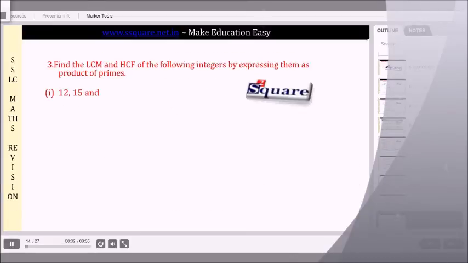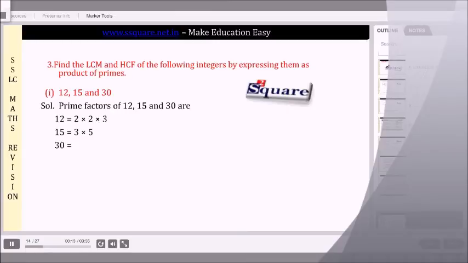Find the LCM and HCF of the following integers by expressing them as the product of primes. 12, 15 and 30. Prime factors of 12 is equal to 2 square into 3. 15 is equal to 3 into 5. So 30 is equal to 2 into 3 into 5. So HCF is equal to 3. LCM is equal to 2 into 2 into 3 into 5 is equal to 60.